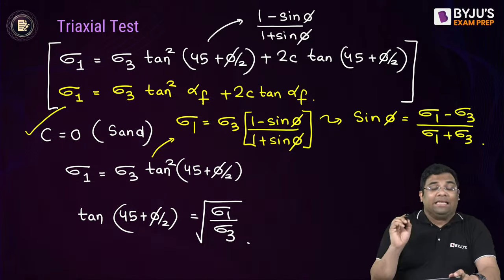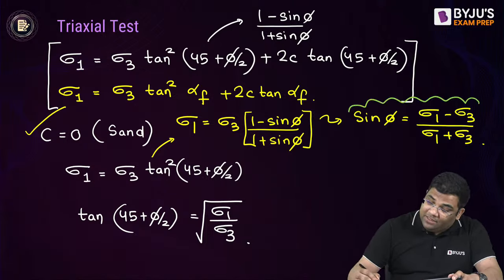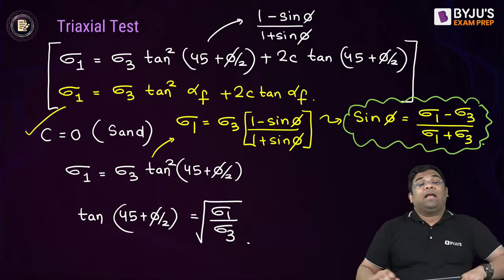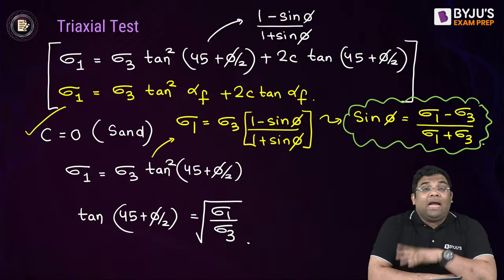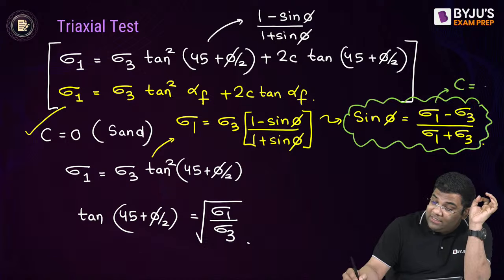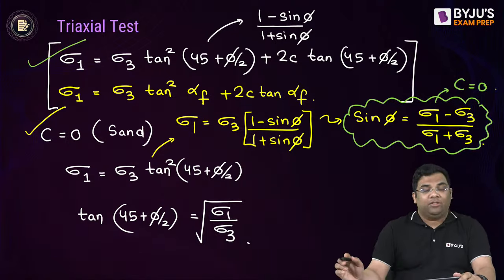So it is another important conclusion. Directly they will ask in the examination: they will give sigma 1, they will give sigma 3, and they will ask you to find out phi. And obviously this equation is valid only if cohesion is 0. Otherwise you have to go for the original equation.